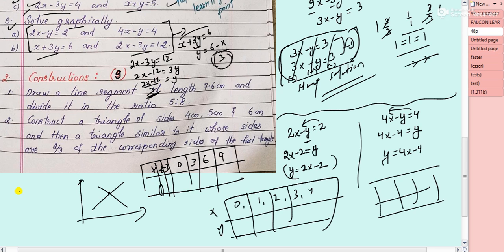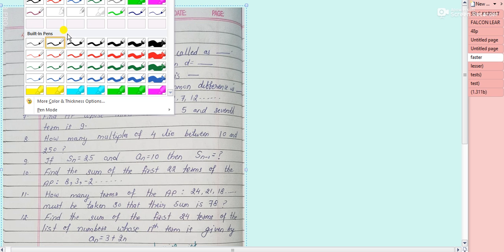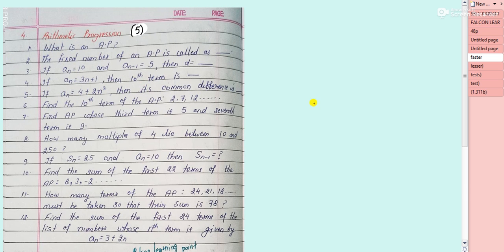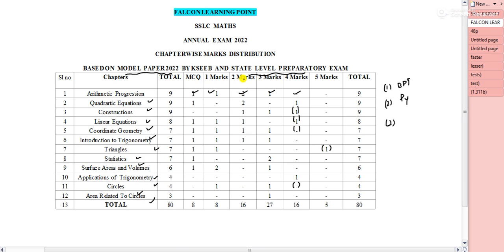Now I will directly move to the questions from AP. Why I have taken this chapter, because from these chapters, like you can see here, AP, quadratic equation, construction and linear equation, you are going to get maximum marks. So first I will be solving these 4 chapters. So linear is done. Now we will move to AP, then quadratic, and at last we will do construction.